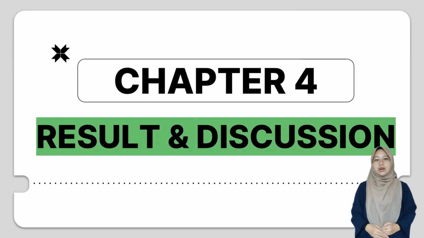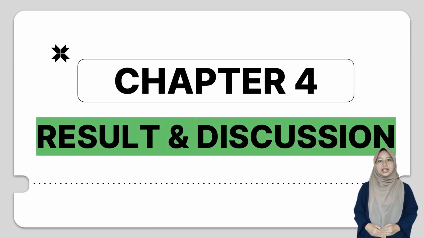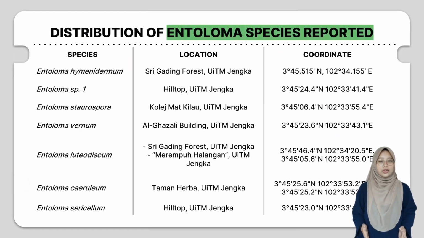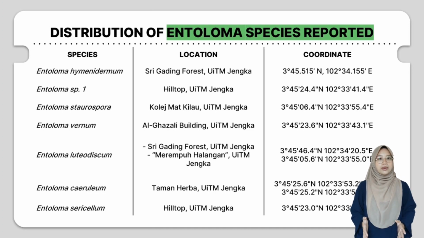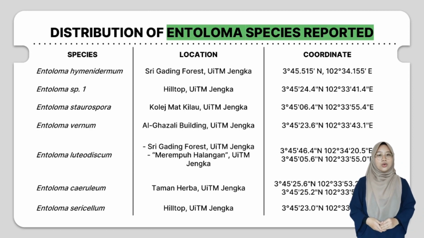The distribution of Entoloma species recorded is 1 species in Sri Garden Forest, while the other 6 are from UiTM Jengka, specifically found in Hilltop, College Mat Kilau, Al-Ghazali Building, Merempuh Halangan, and Taman Herba. After thorough observations and research, these 7 species are divided into 4 subgenera, which are 2 from Leptonia, 3 from Nolanea, 1 from Cyanula, and 1 from Alboleptonia.